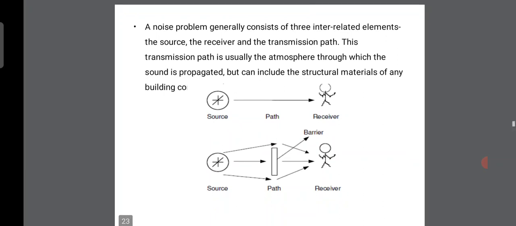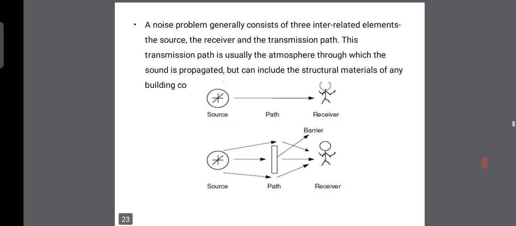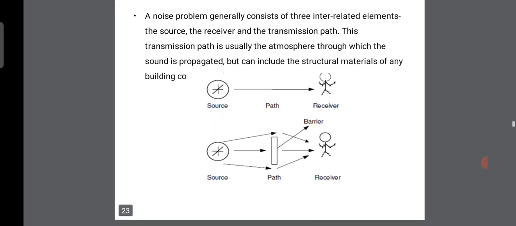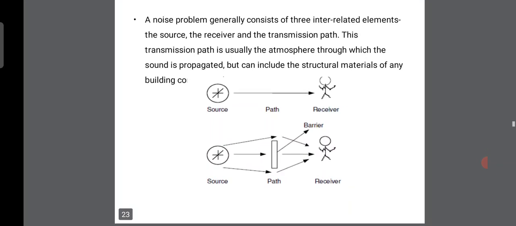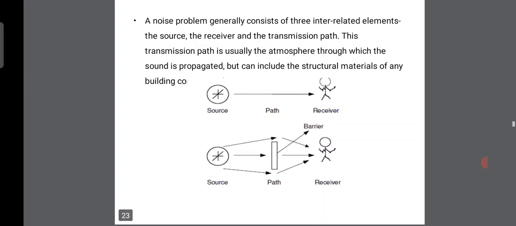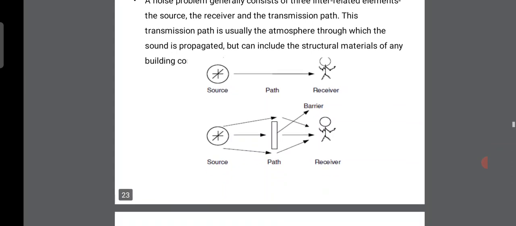A noise generally consists of three interrelated elements: source, receiver, and the transmission path. The transmission path is usually the atmosphere through which the sound is propagated but can include the structural material of any building. So, the receiver is the human person, and the source is the point or material from which the sound is generated.